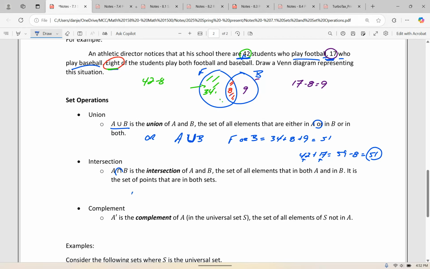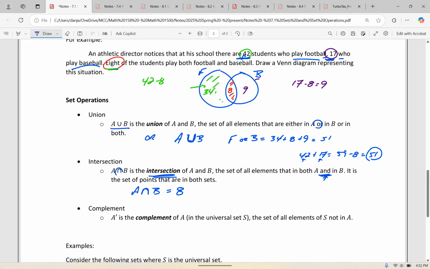This symbol here, that looks like an upside down union, means intersection. The intersection is all elements that are in both A and in B. This does not mean I want to include all of the football players and all the baseball players. Believe it or not, that's actually an or statement. If I want and, I want to know those that are in both set A and in set B. A intersect B here would be the 8 players who play both football and baseball.